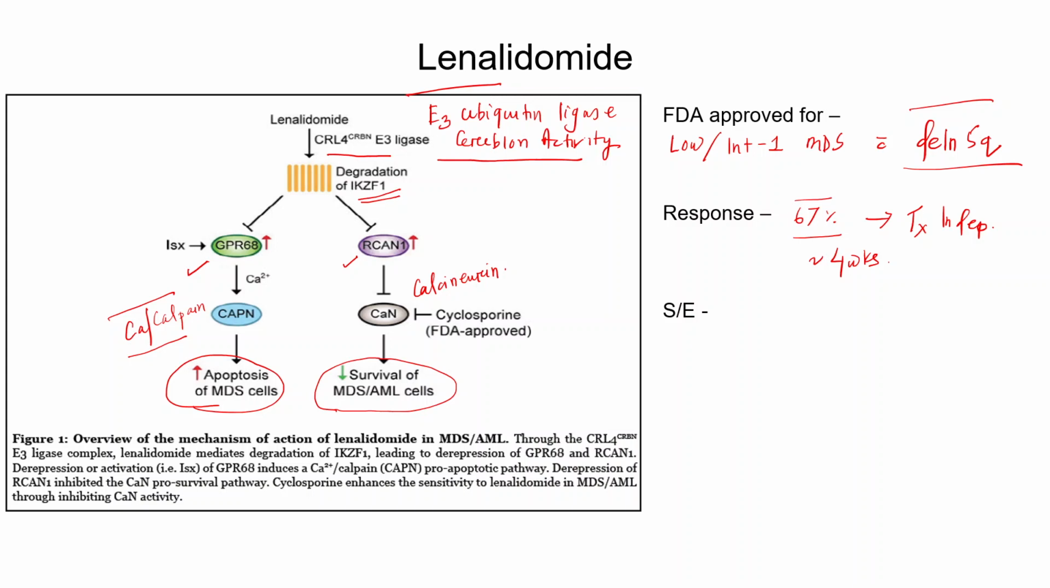The side effects are myelosuppression, thromboembolism, and also there is a slight risk of secondary AML. Because of the risk of thromboembolism, whenever you give lenalidomide, you should also give antiplatelet agents like aspirin. Okay, so lenalidomide is more commonly used in patients with multiple myeloma, and routine use of aspirin is recommended in them.